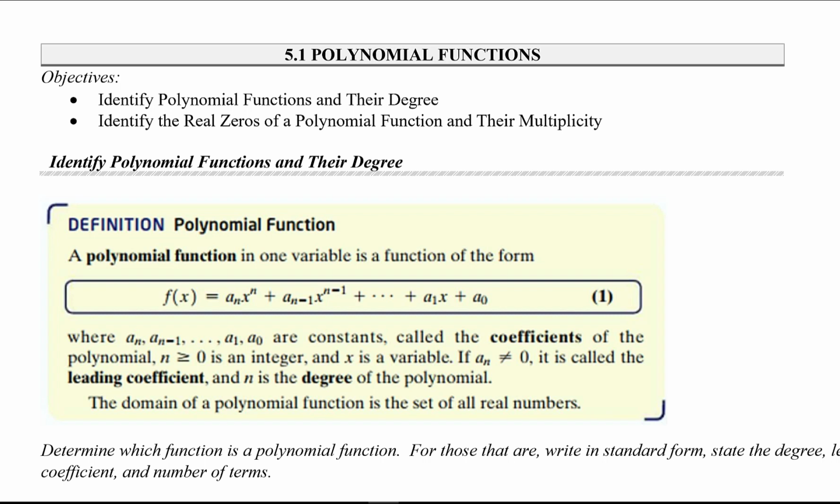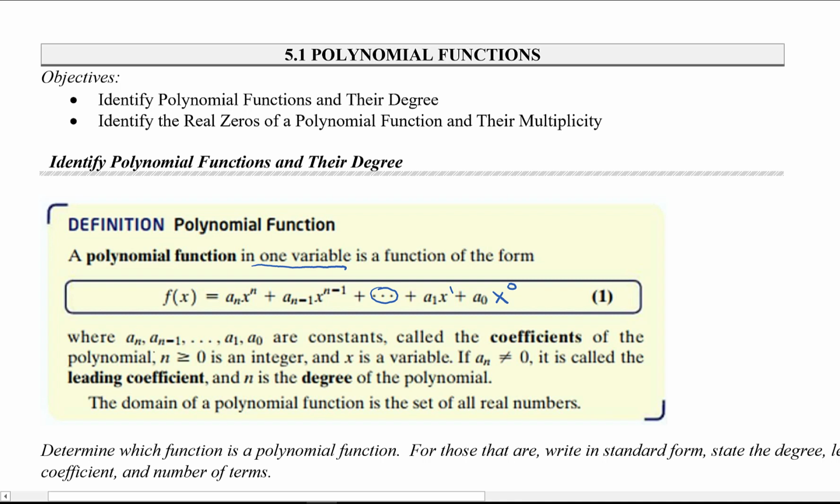A polynomial function in one variable is a function of the form f of x is equal to a sub n x to the nth power plus a sub n minus 1, x to the n minus 1 power plus, and so on. We call this an ellipsis. It just means it continues on. And then plus a sub 1, x to the first power, and then a sub 0. Notice that this one doesn't have an x, but you could pretend there is an x to the 0 power there if you really wanted to, so that way you can see what the power is.